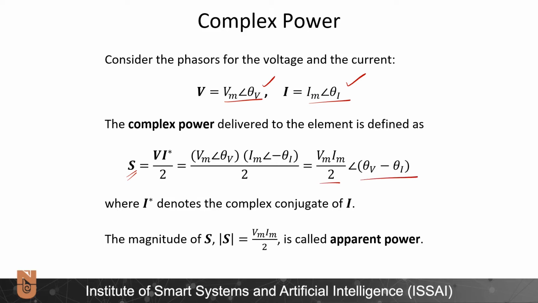Remember, this is very similar to the average power which we were calculating when we were dealing with sinusoidal voltage and current sources. Here, I star denotes the complex conjugate of the current phasor I. Complex conjugate means that we take the imaginary part and flip its sign, plus to minus. The magnitude of S is equal to Vm times Im divided by 2, and this is called the apparent power.